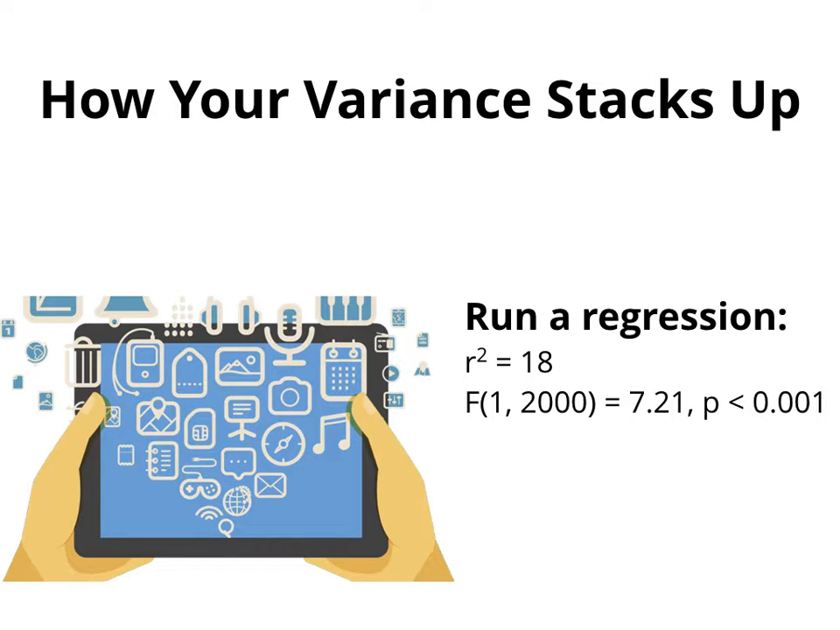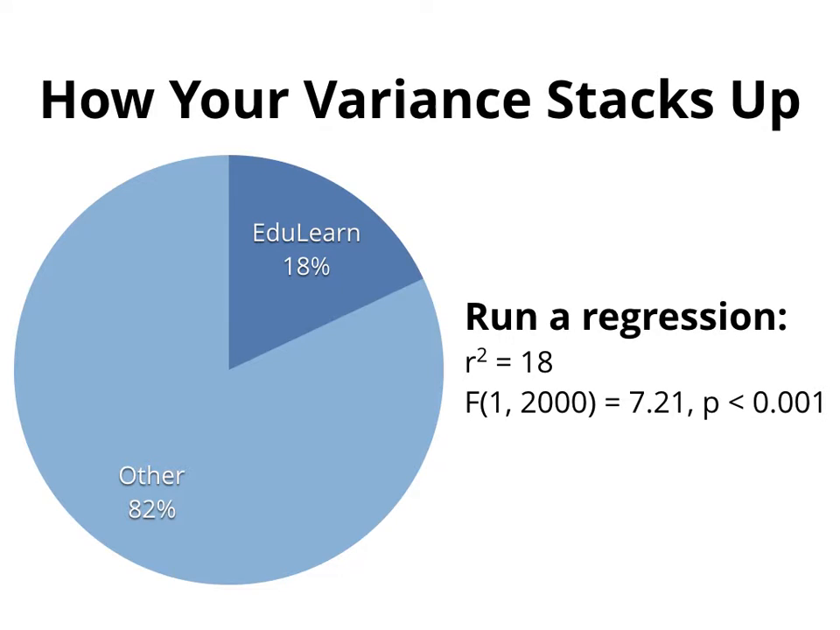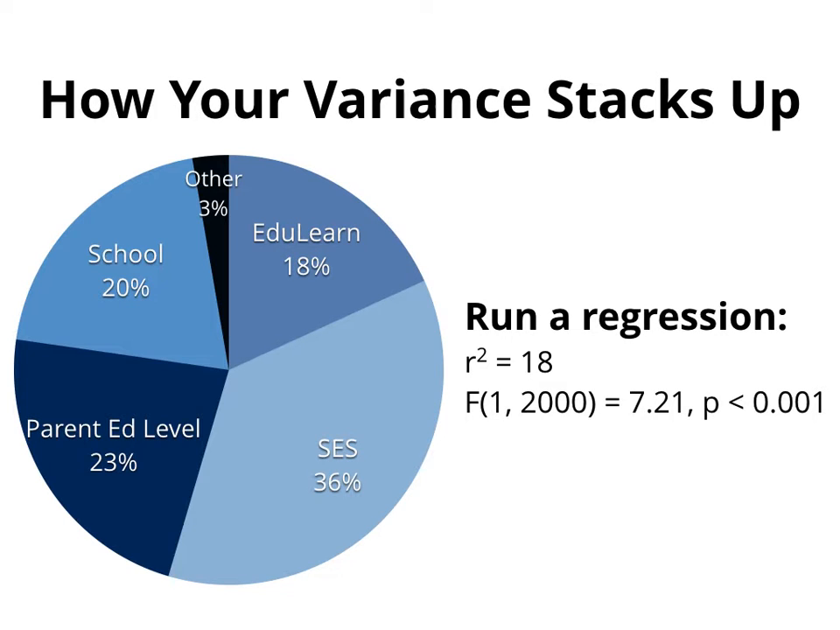And so what that tells us is that 18% of the variance is predicted by EduLearn, and 82% of the variance is something else. But we might find out that actually the rest of the variance looks like this, where 30% of variance is predicted by socioeconomic status, 23% is predicted by the education level of students' parents, and 20% is predicted by what school they go to.